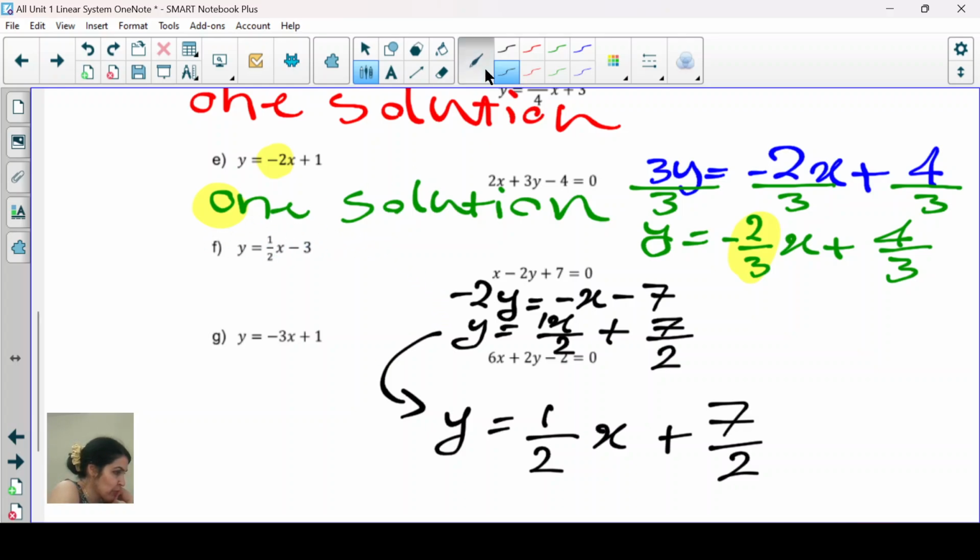I am doing this question. And here, the slope is 1 over 2, slope is 1 over 2. But they have different y-intercept. Y-intercept is negative 3, y-intercept is 7 over 2. So they are parallel.